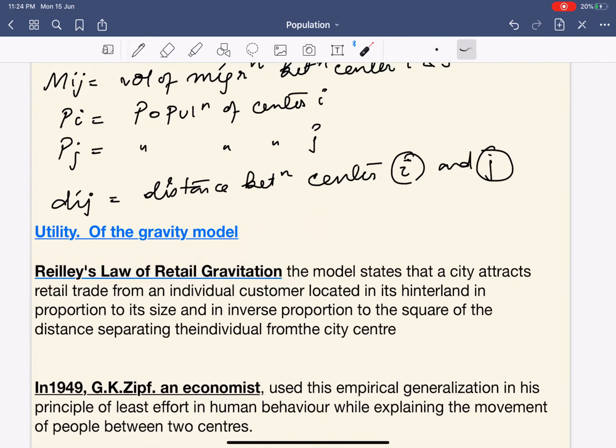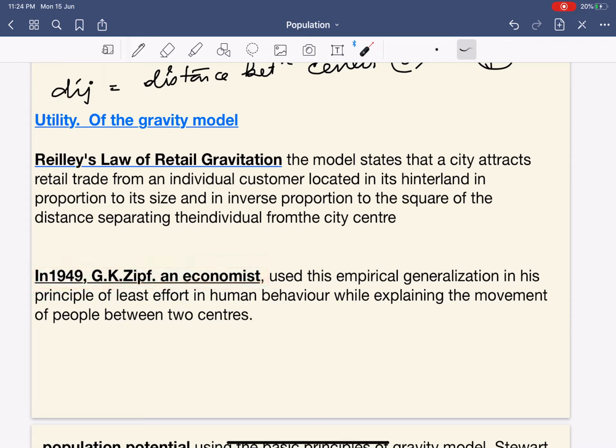It's like wholesale trade and retail trade. That's it. Next, in 1949, again Z.K. Zipf, an economist, used this empirical generalization. What is this empirical generalization? That is nothing but your gravity model in his principle of least effort in human behavior while explaining the movement of the people between the centers.